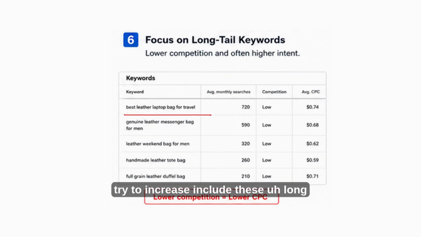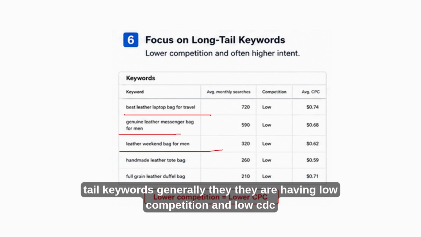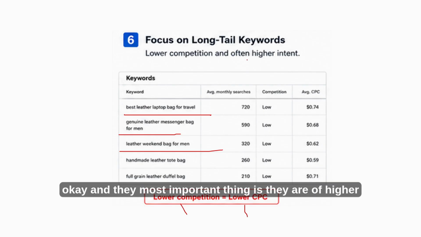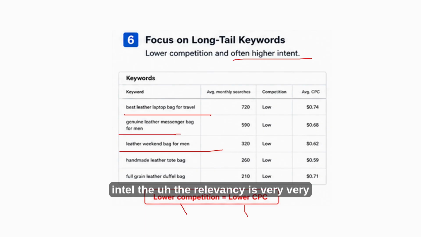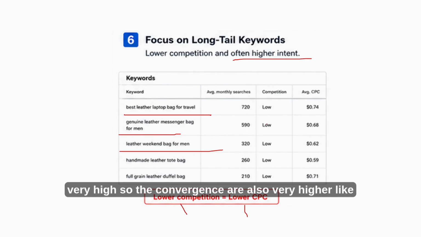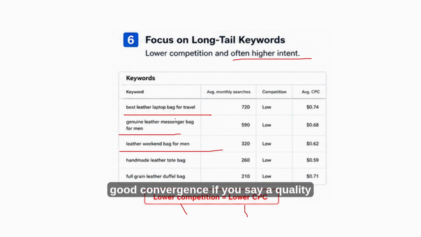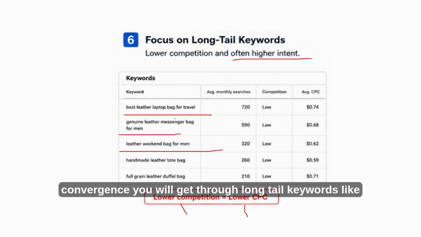Always try to include these long tail keywords. Generally they have low competition and low CPC. And the most important thing is they are of higher intent. The relevancy is very high, so the conversions are also higher, good conversions. If you want quality conversions, you will get them through long tail keywords.